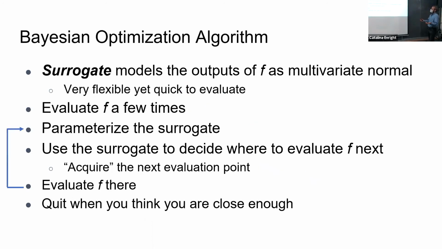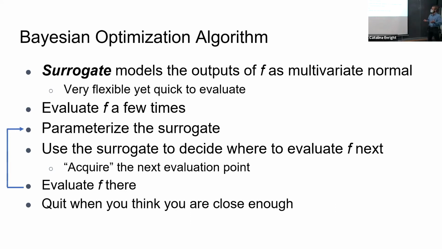So here's how it works. The clever part about this is that I have this lengthy, complicated model, so I'm going to develop a surrogate model. It's going to model the outputs of the true function as a multivariate normal. So it's very flexible and fast.